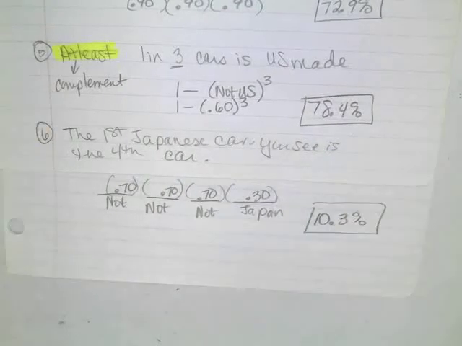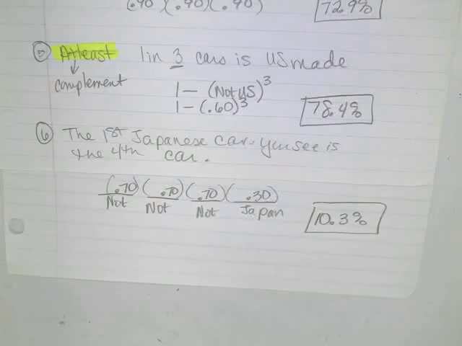So remember, if you're looking for one car or one item, it's probably an or. And so you add. If it's talking about multiple things happening, then it's multiplying. So it's a multiplication problem, and it's an and problem.